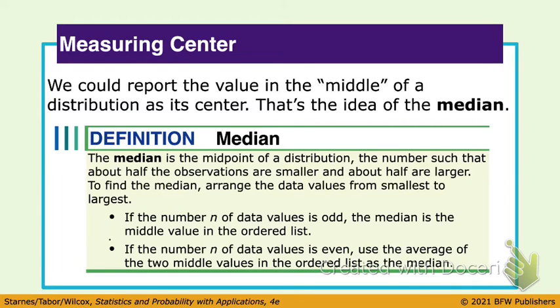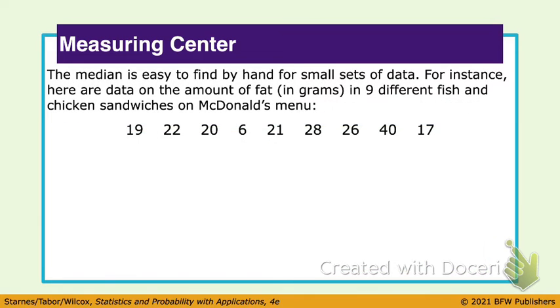So the median's pretty easy to find by hand. We don't have to really do anything fancy. It's easy to find by hand for a small set of data. The only problem with a large set of data is putting all those numbers in order. It's just time consuming. So here's the amount of fat in grams of 9 different fish and chicken sandwiches on McDonald's menu. We have anywhere from 6 grams of fat all the way up to 40 grams of fat. What sandwich do you guys think that is? It's the Big Mac. Yep, there it is.